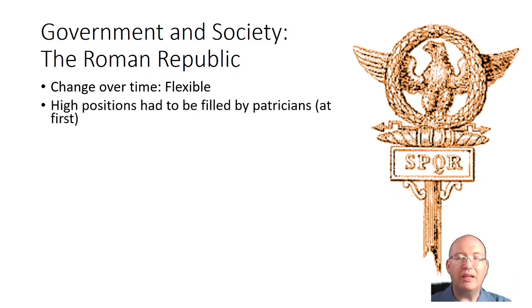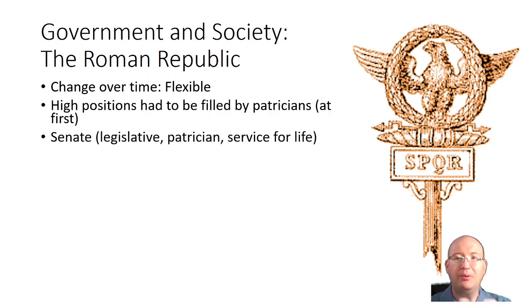But first of all, and this is what I mean about this tricky marriage between the Senate and people of Rome, at first, high positions had to be filled by patricians, right? If you wanted to be in a high position in the Roman government, you generally had to be a patrician. Later on, wealthy plebs, or plebeians, they're also called, would be able to get high positions. But early on, it's got to be filled by patricians.